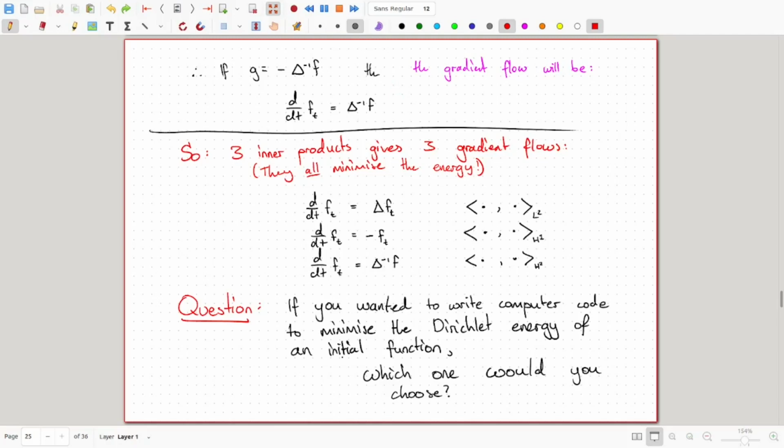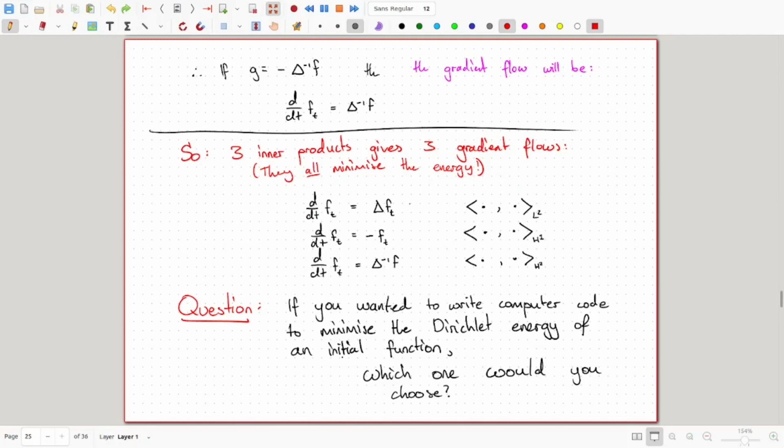So we have 3 inner products, and that gave us 3 different gradient flows. And I like to stress they all minimize your Dirichlet energy. So you start with some initial function and you run these gradient flows. All these gradient flows will be minimizing your energy, or they'll take you to a local minimum at least. Okay. So here they are.